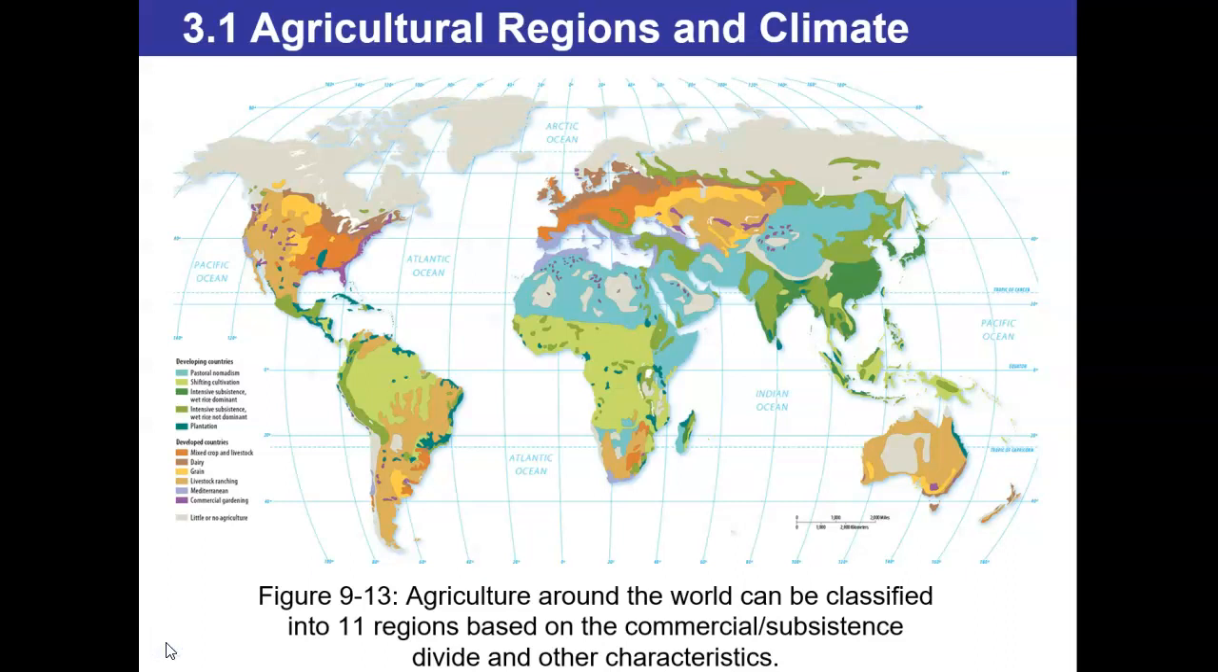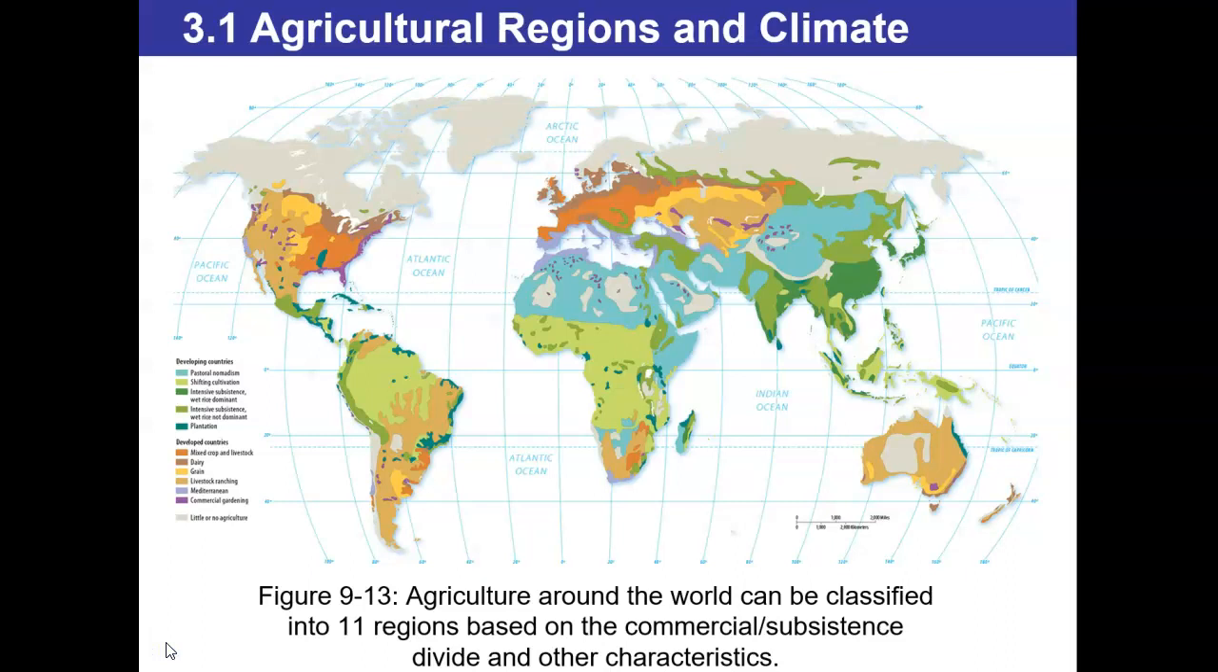You'll also see varying types of agriculture in China. For example, in southeastern China with warm and mid-latitude climates, you're going to see intensive subsistence agriculture and wet rice dominant, whereas in northeastern China, where it's cold and more of a mid-latitude climate, you're going to see intensive subsistence agriculture with wet rice not dominant.